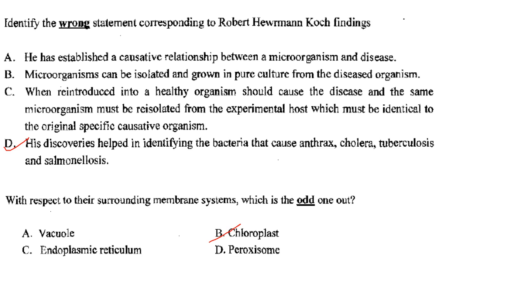Then next one. With respect to the surrounding membrane system, which is the odd one out? So vacuole, chloroplast, endoplasmic reticulum, peroxisome. So chloroplast is the odd one out. Why? Because all the others are single membrane, but chloroplast is double membrane. So answer is option B.